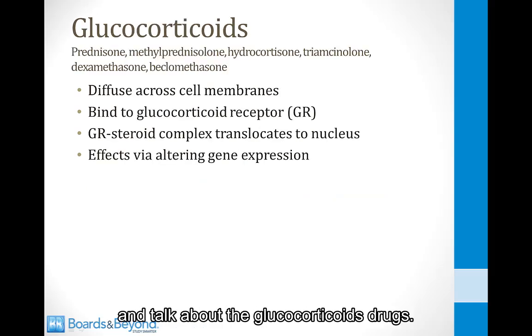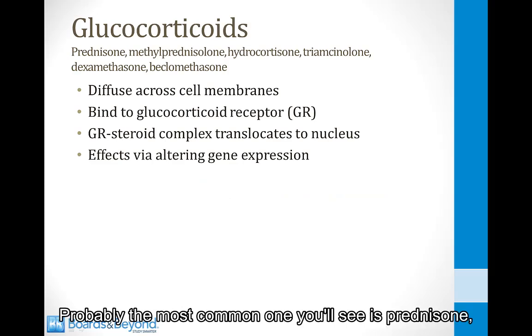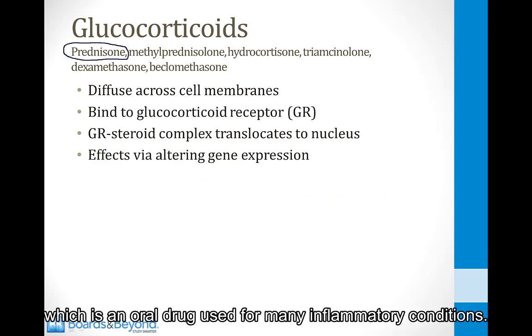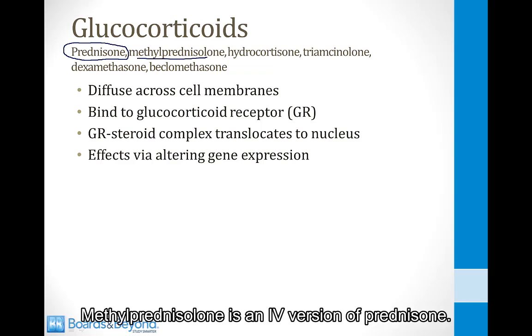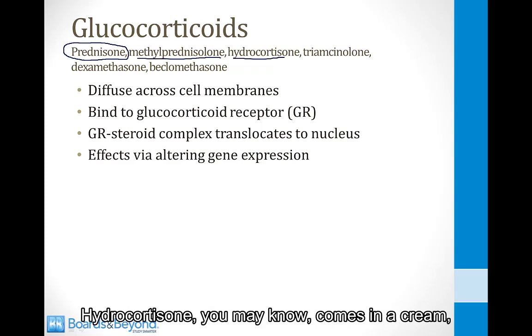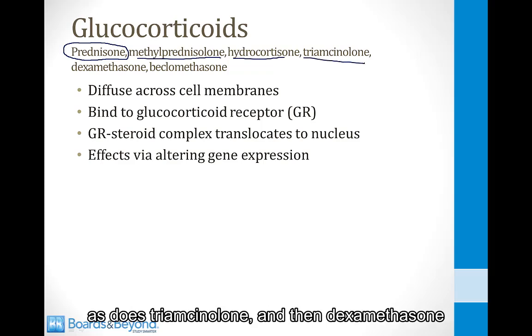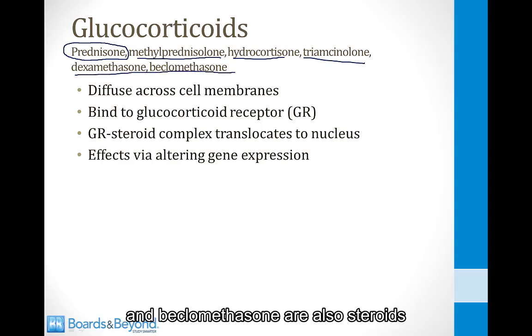Now we're going to move on and talk about the glucocorticoid drugs. Probably the most common one you'll see is prednisone, which is an oral drug used for many inflammatory conditions. Methylprednisolone is an IV version of prednisone. Hydrocortisone, you may know, comes in a cream, as does triamcinolone, and then dexamethasone and beclomethasone are also steroids that are used in some cases.